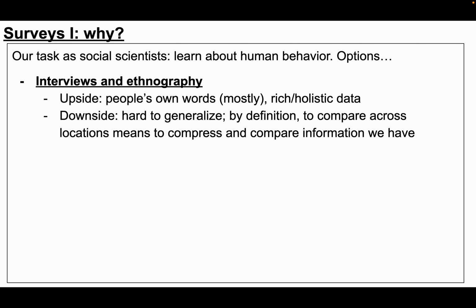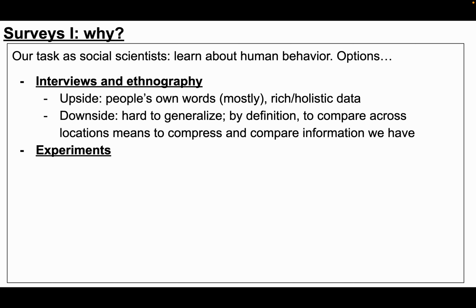The downside, and this is really just a function of the richness of the data, is that it's hard to generalize. So by definition, to compare across these different locations means that we have to compress and compare the information that we have. So we're left with this problem that we can write a really novelistic and deep ethnography, for instance, but it's going to be hard to compare that to other ethnographies unless we're willing to make some oversimplifications, right? And by oversimplification, I just mean simplifying it all, saying, well, your scenario was like my scenario in this, that, and the other way. The problem is that at that point, you're already giving up some of the detail that's intrinsic to a good ethnography, and that's just a trade-off you generally have to make between universality and particularity.